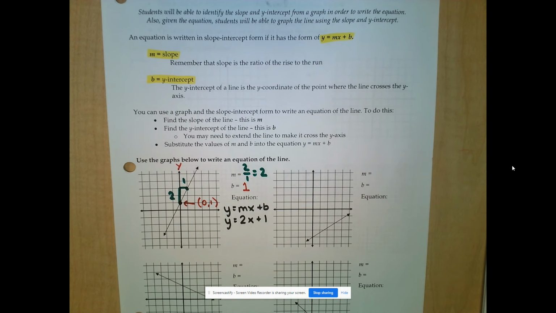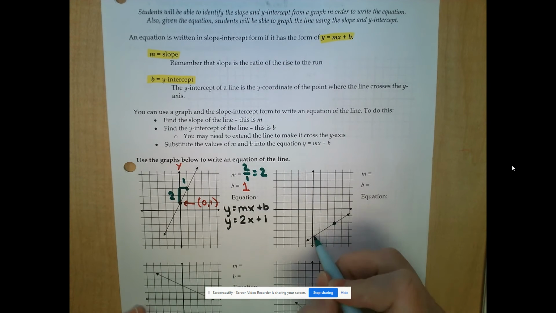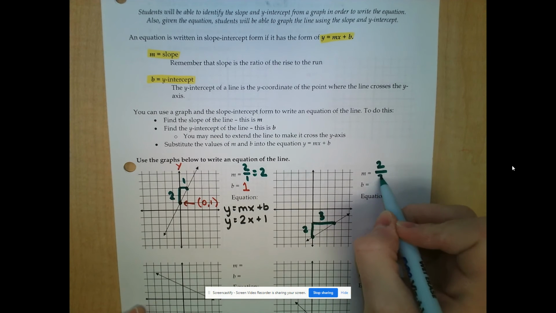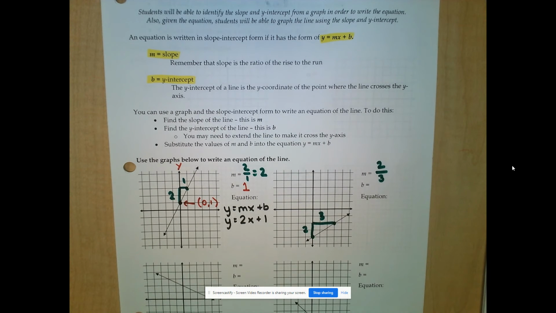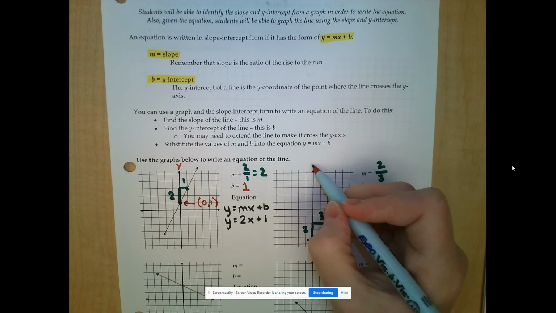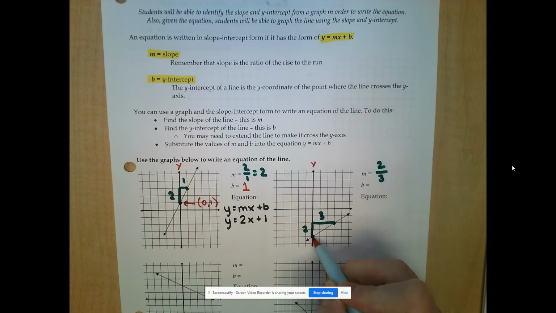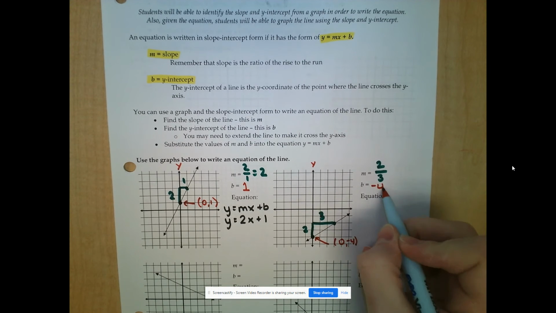So again, we're going to start by finding two friendly points. So we've got a point here and a point here. We would do rise up 2 over the run 3. So rise 2 over the run 3, 2/3. And then b, our intercept, is wherever your line crosses the y-axis. In this case, it is (0, -4). So your b value would be -4.